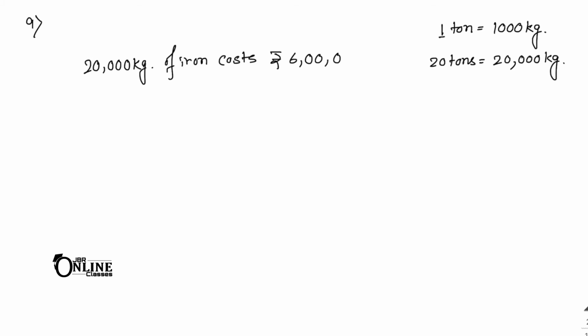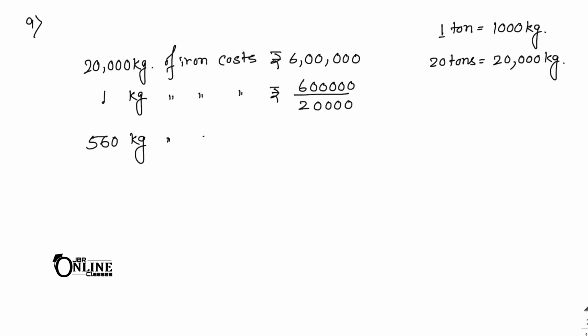Okay. 1, 2, 3, 4, 5 total 5 zeros. Now 1 kg of iron cost rupees 6 with 5 zeros divided by here 1, 2, 3, 4 zeros. Okay, and the next one here 560 kg of iron cost rupees. So as here 6 with 5 zeros, here 4 zeros, into 560.